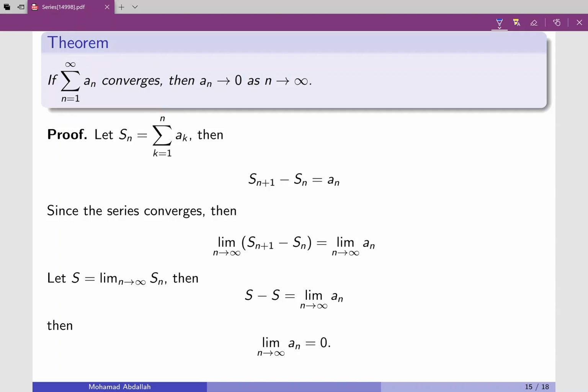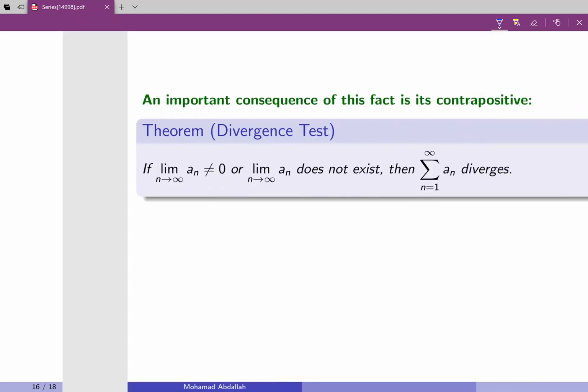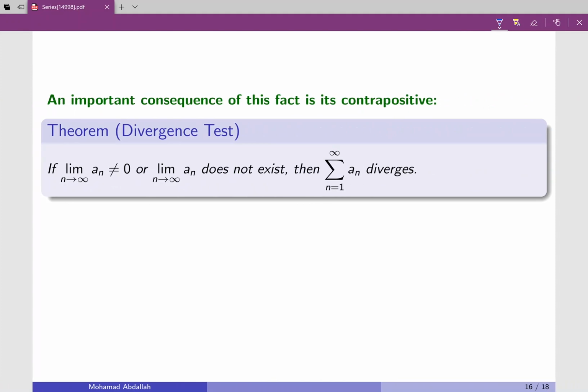However, this theorem can be helpful if we consider its contrapositive. Remember the contrapositive: if you have a statement P implies Q, its contrapositive is of the form not Q implies not P. This is going to be very important. And actually this is called the divergence test. An important consequence of this fact is its contrapositive, which can be stated as a theorem.